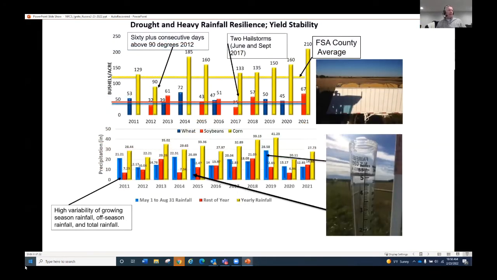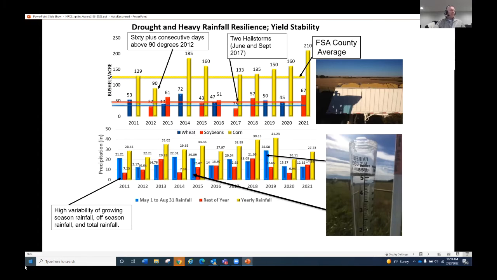This is from my own farm and kind of shows you the importance to farmers of some of these concepts. Here you see on the top is yields for corn, soybeans, and wheat for the last 10 years, what the county averages are. Specifically in 2012, we had basically a 100-year drought, hailstorms, those types of things. So you can see how yield is impacted.